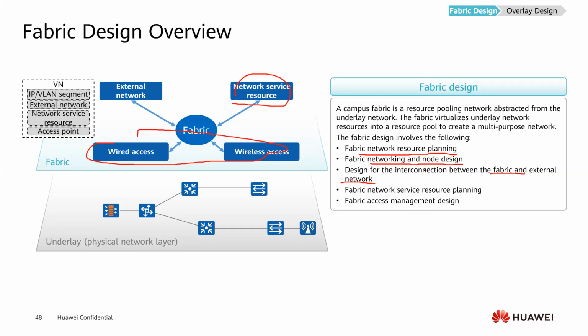And the first step is the network resource planning. Before creating the VNs, you need to configure the global resources, including the VLANs, the VNIs, and the BDs. And when creating the VNs, the controller will automatically allocate resources from the resource pool. The VLANs we use to connect to the external network or to connect to a network service resource.